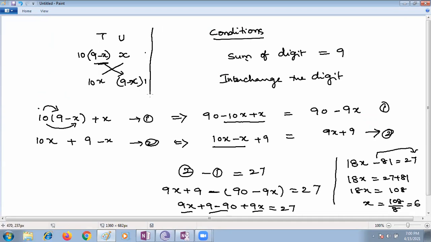Now you come to the original number, children. What are the numbers? Units place and tens place. Units place is x. Tens place is 9 minus x. 9 minus x means 9 minus 6, which is 3. And 6. This is 36. 36 is our number.